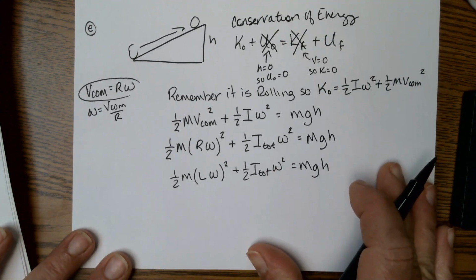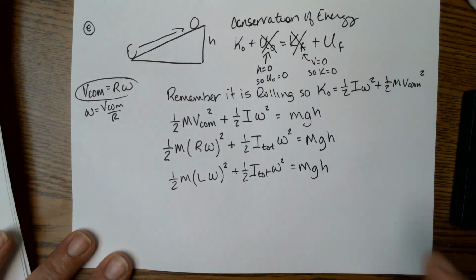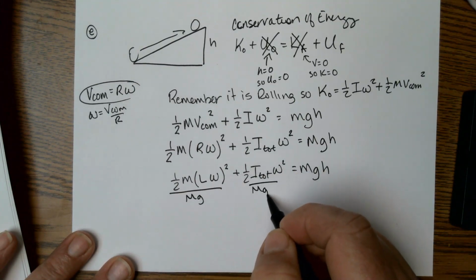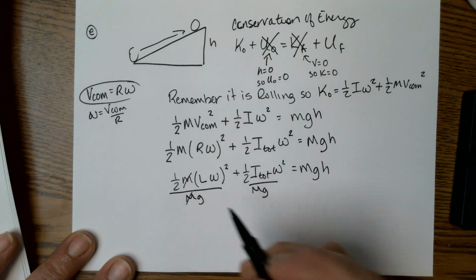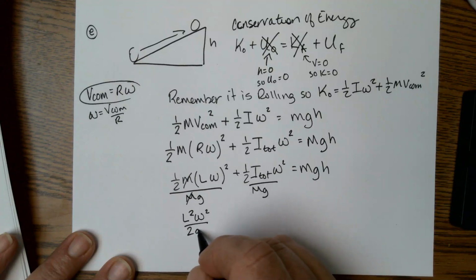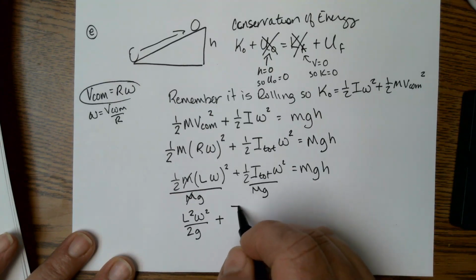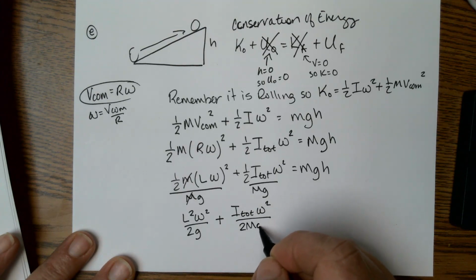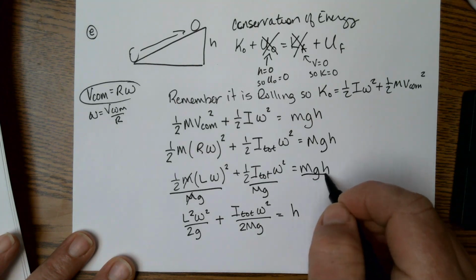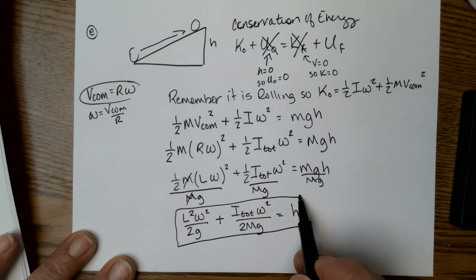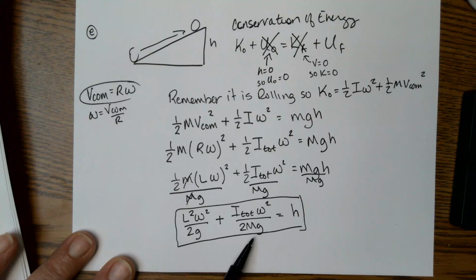Now all I'm looking for is the height, so I'm just going to divide everything by mg. When I do that, the m's cancel, so I get L squared omega squared over 2g plus I total omega squared over 2 mg is equal to h. And that's as far as I care to take it. I believe on the scoring guidelines they get it down to where you have 4 mg's on the bottom and then they combine the top, but there's no need to.